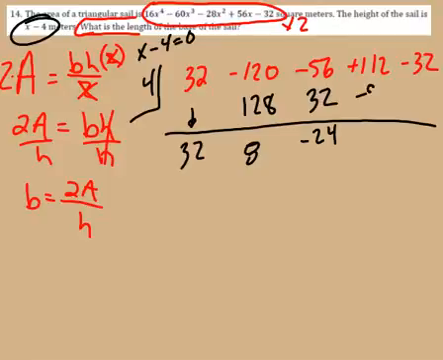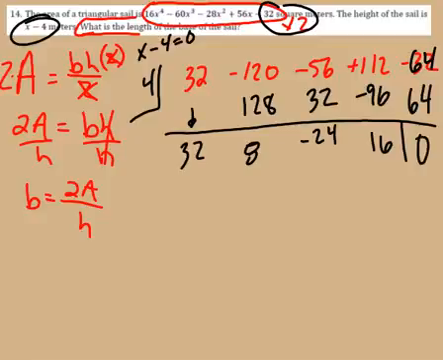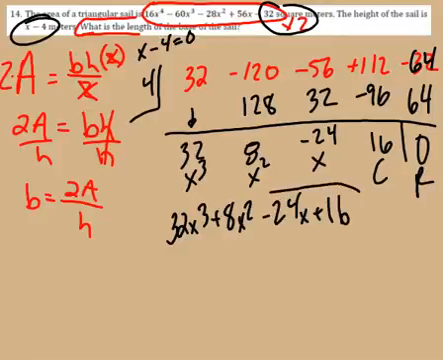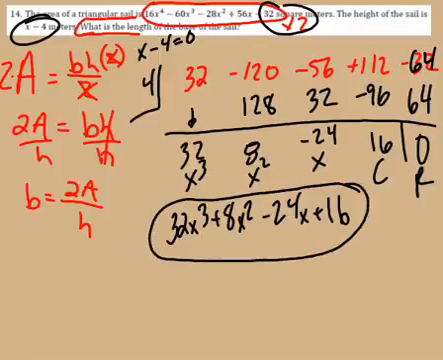Negative 24 times 4 is negative 96. So this is going to be 16. 32 times 2 is going to be negative 64. So negative 64, 16 times 4 is 64. This is 0. So as a result, this is going to be my remainder. No remainder, sweet, constant, x squared, x cubed. So this is 32 x cubed plus 8 x squared minus 24x plus 16 for the height of my, or the length of my base.